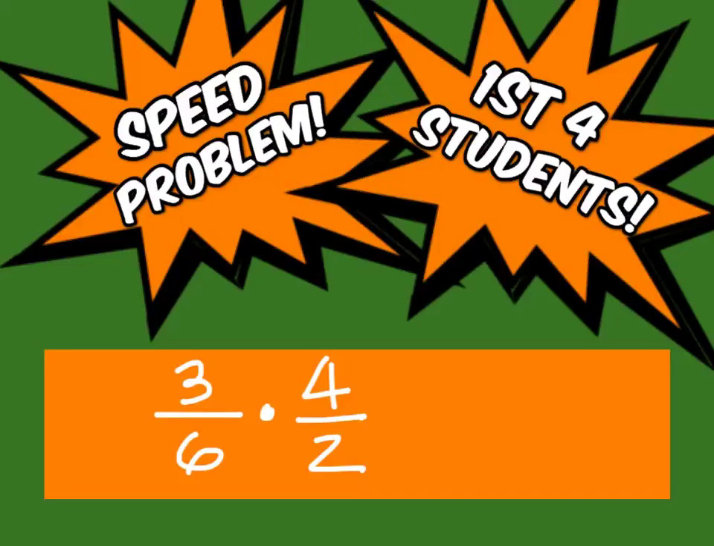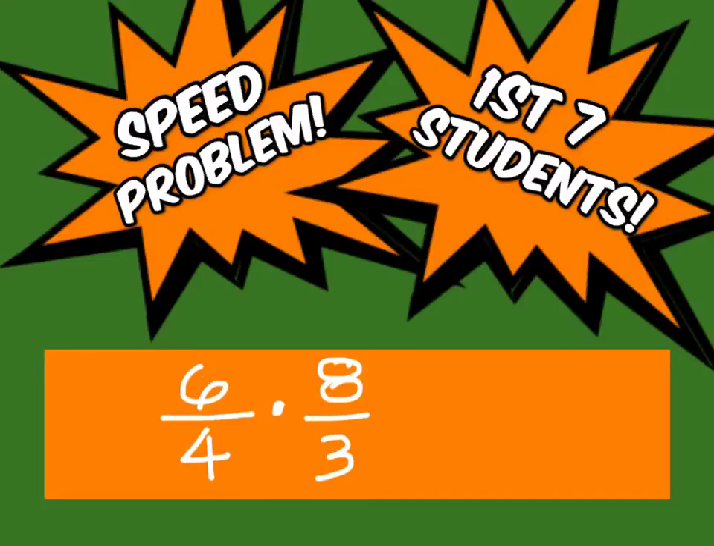Here's a speed problem to the first 4. The answer for this one should be 1. This one says to the first 7, but we only have 7 in here, so we'll give it to everybody. Answer for this one is 4. All right, try this practice.